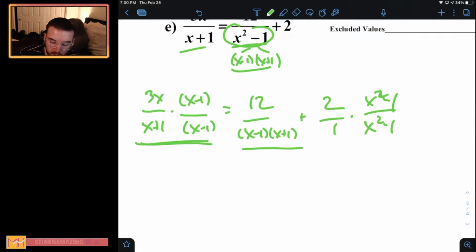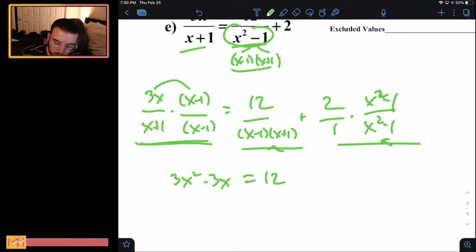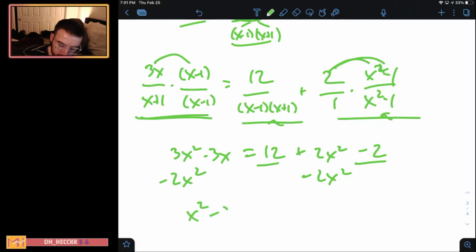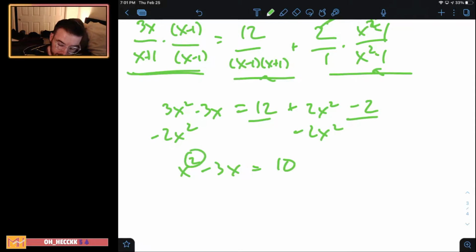Now we're the same across the board. Even though it doesn't quite match up, we are the same across the board. And so now we multiply. 3x squared minus 3x equals 12 plus 2x squared minus 2. Subtract your 2x squared over. The 12 minus 2 is 10, so that's x squared minus 3x equals 10. This is a quadratic, so we need to set it equal to 0.